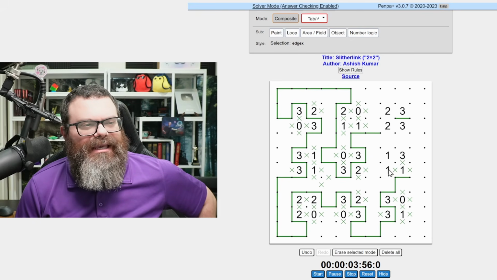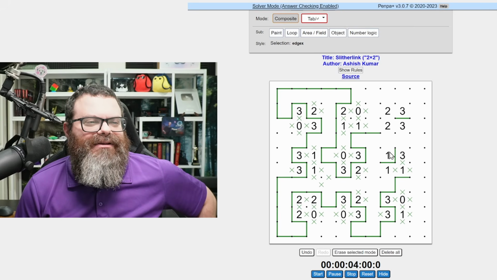Now, how is this one going to get 1? If we entered here, we'd have to exit here, and this one would have 2. So we're not going to do that. So I think what's going to have to happen... Ooh, how's this going to work?